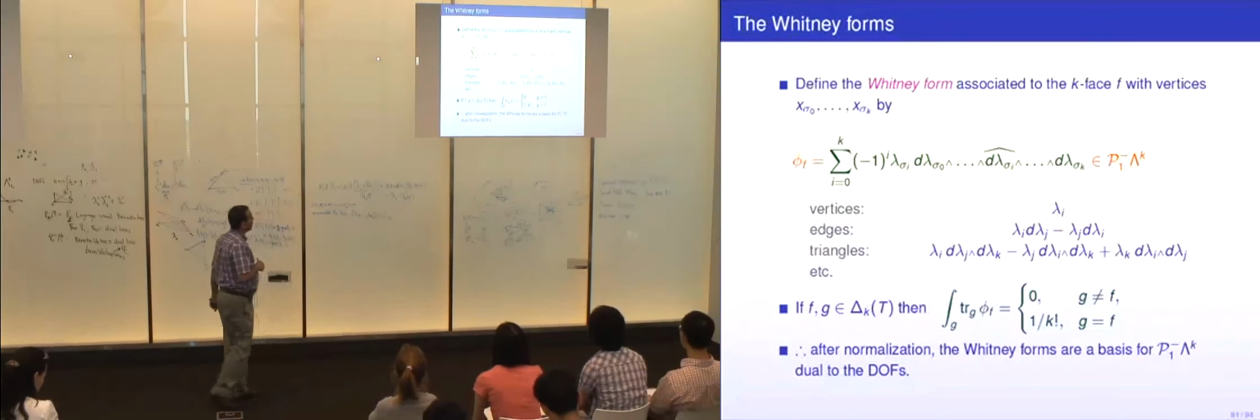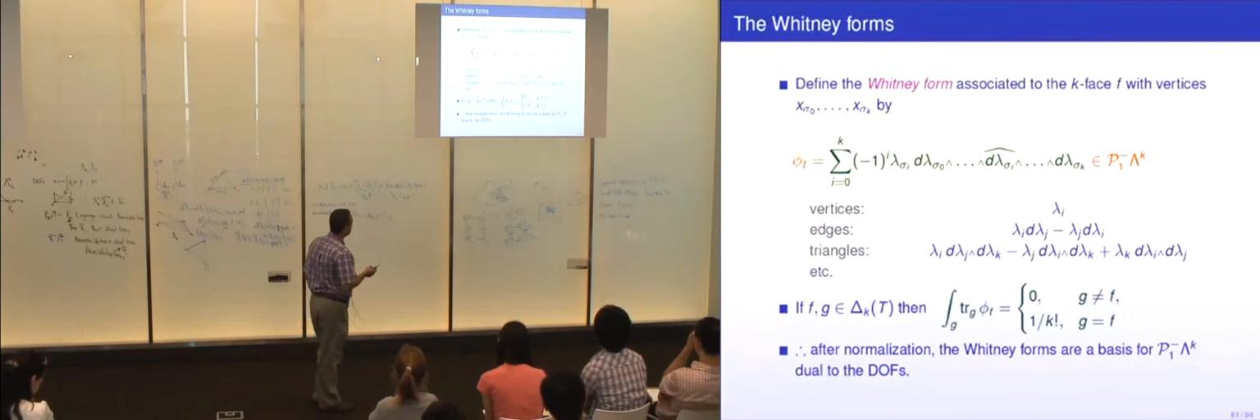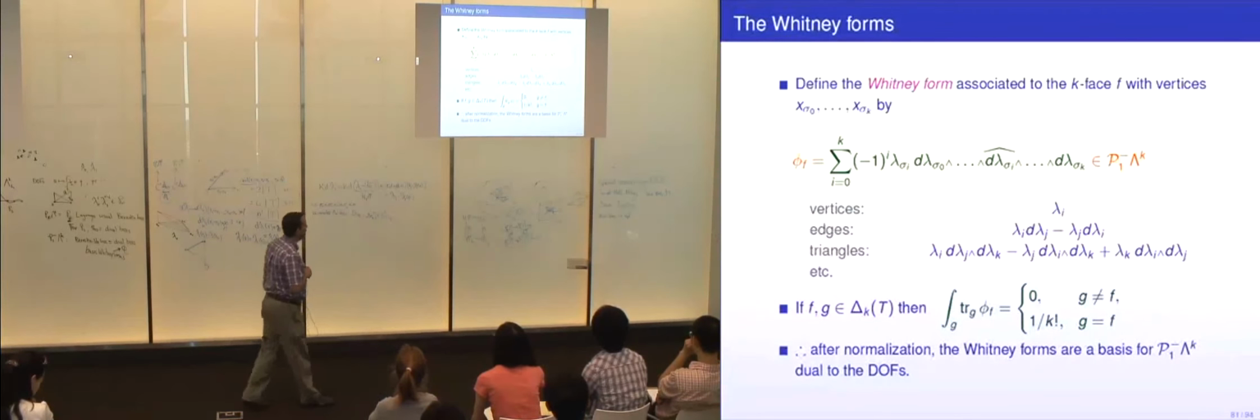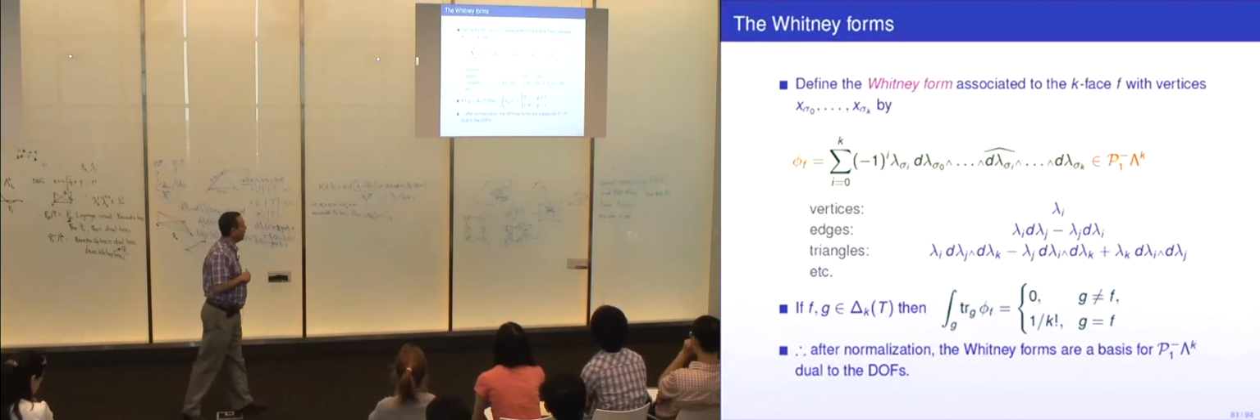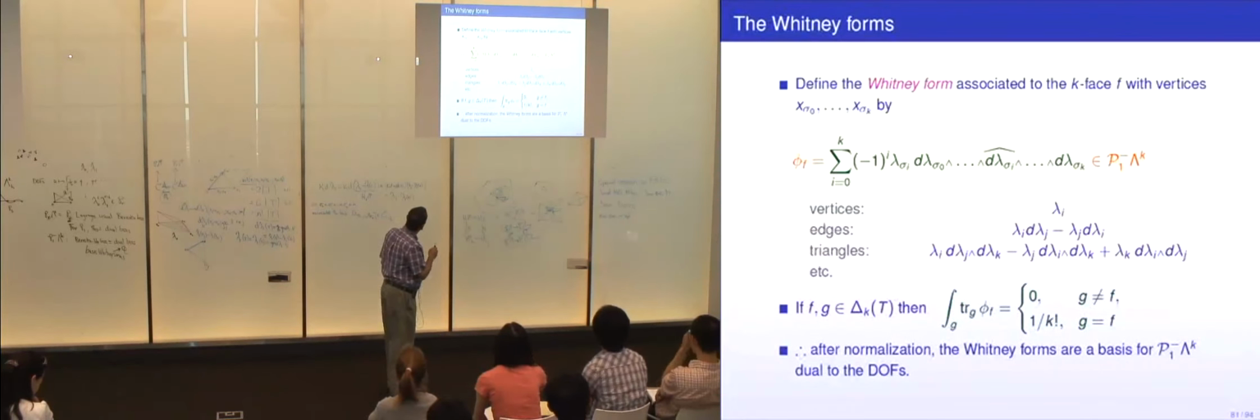If we have a triangle, then it's lambda i d lambda j wedge d lambda k minus, this time you pull the lambda j out, lambda j d lambda i wedge d lambda k, plus lambda k d lambda i wedge d lambda j. So it's a very simple formula. This is the formula that's in Whitney's book.